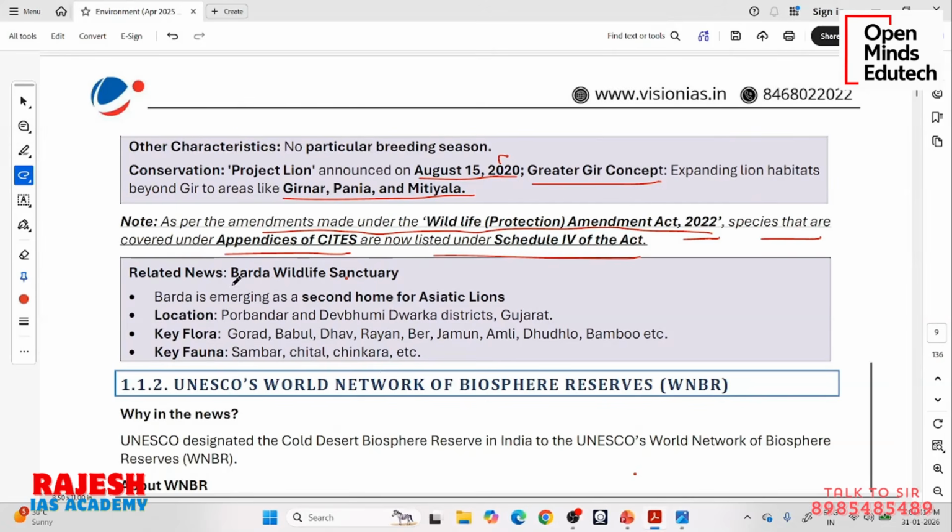There is news about Barda Wildlife Sanctuary, which is also in Gujarat. Barda is emerging as a second home for Asiatic lions. The number of Asiatic lions in this Barda Wildlife Sanctuary in Gujarat is increasing. What are the key flora? Flora means plants, fauna means animals. Key flora found in this region: Gorad, Babul, Gavan, Bear, Jamun, Amli, Dudhlo, Bamboo, etc. These are plant species. Key fauna: Sambar, Cheetal, Chinkara.